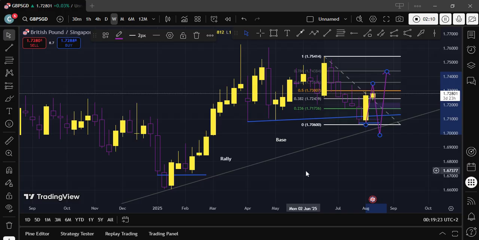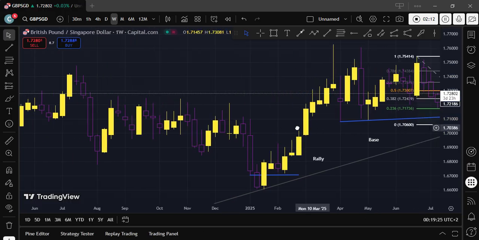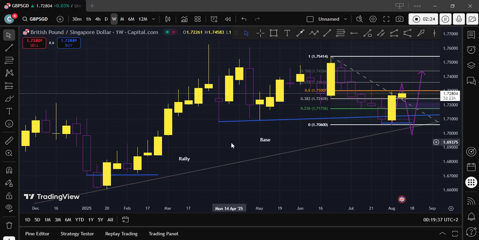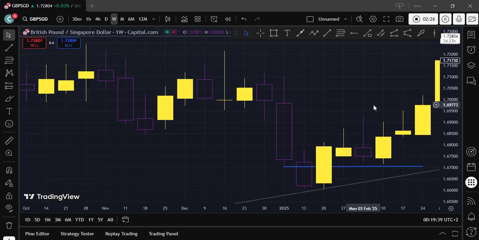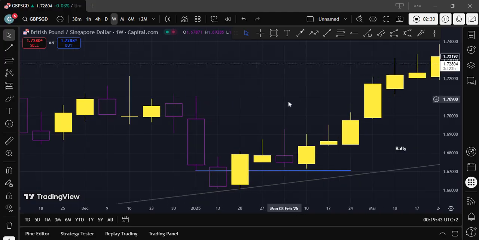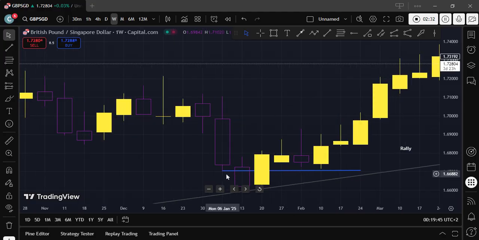So there are two ways to look at this. We can look into the widespread economic divergence between the pound and the SGD and say we're expecting something like this here, this thing that a lot of people call the heads and shoulders.